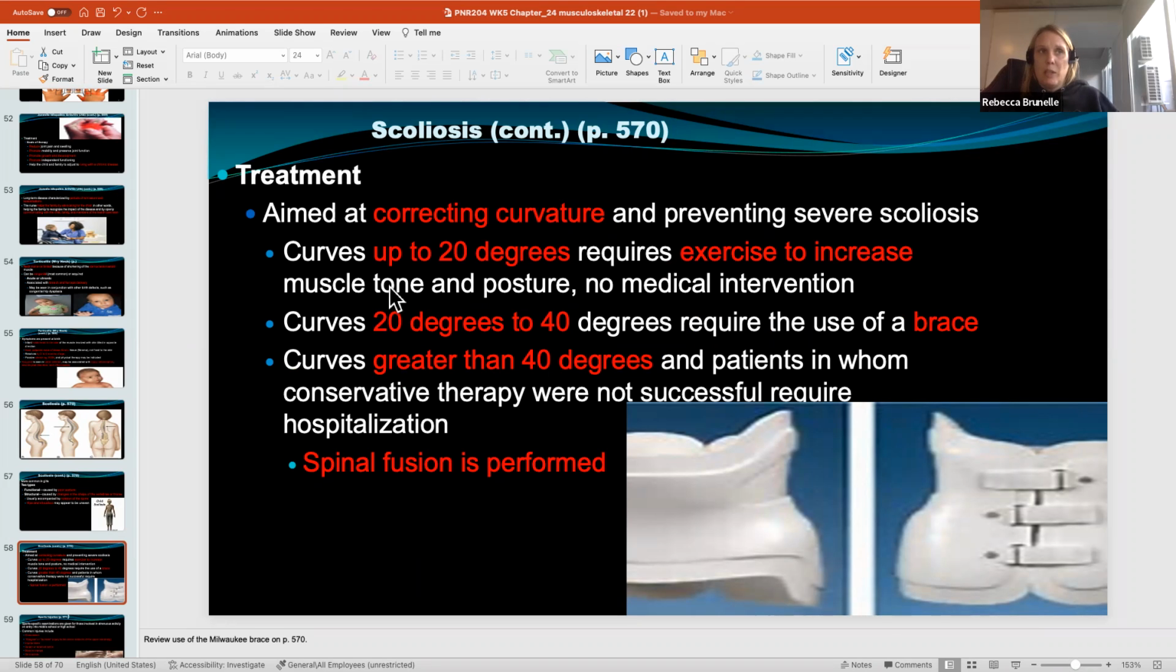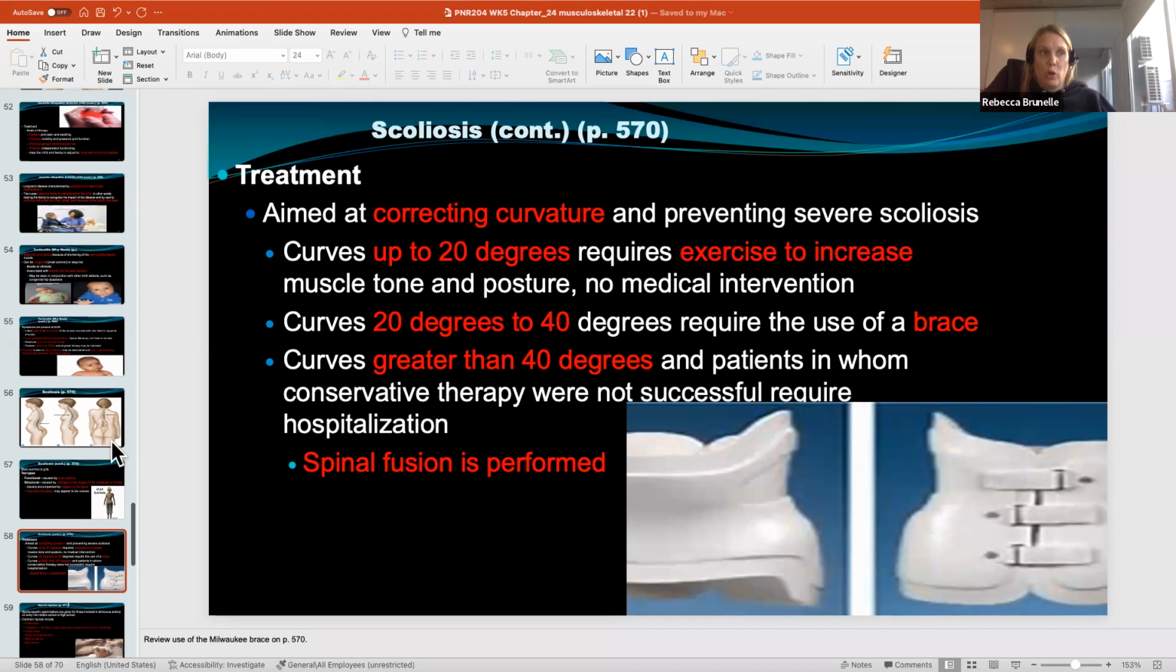They break it down in terms of the degree of curvature. Up to 20 degrees, they would do physical therapy to increase muscle tone and posture. 20 to 40 degrees, they would require a brace. And then greater than 40, they would have what's called a spinal fusion surgery. So I would remember the breakdown: less than 20, 20 to 40, and then greater than 40, with greater than 40 needing surgery and 20 to 40 wearing a brace to help correct the curve of their spine.